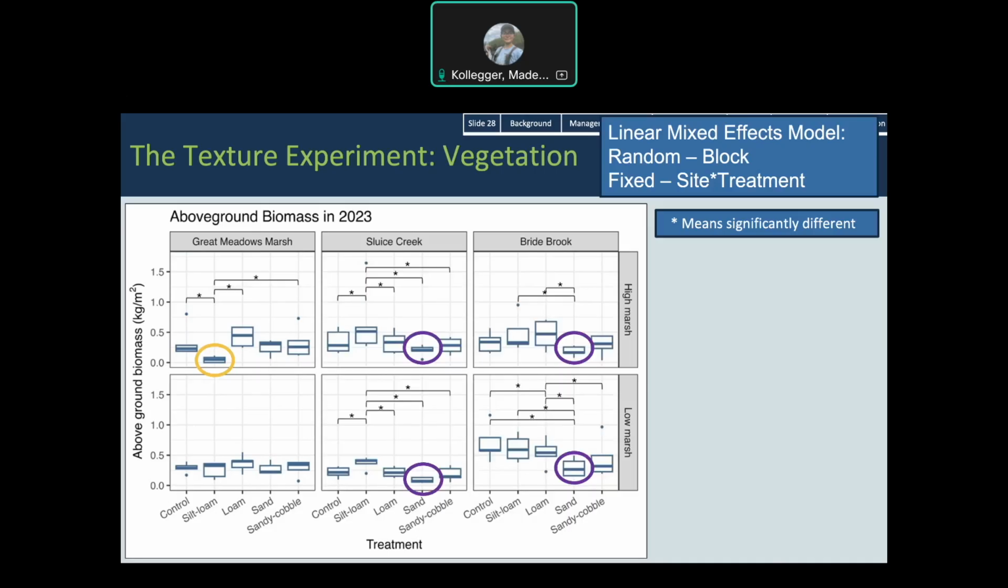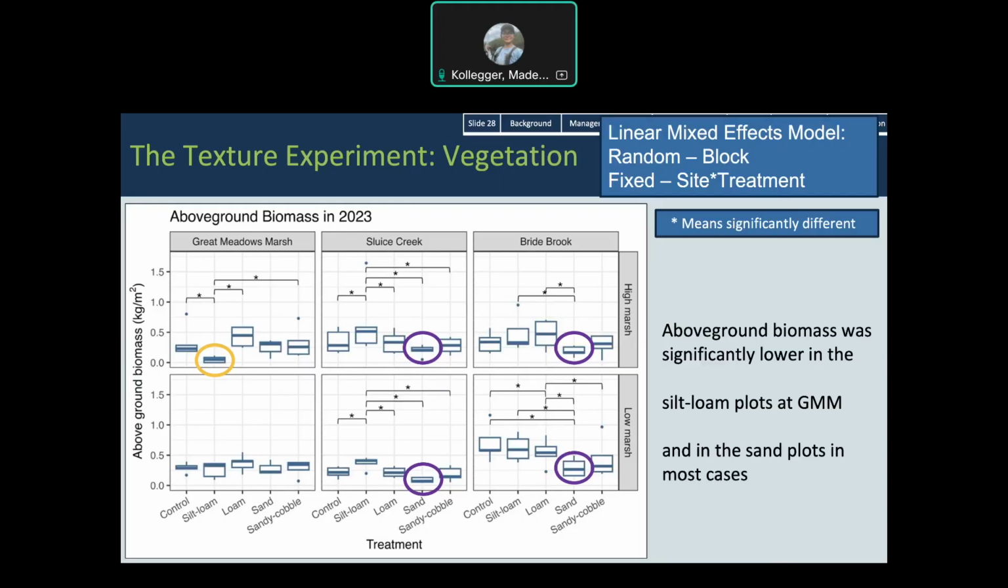And that leaves us with two trends that I'll talk about today. The first being above ground biomass being significantly lower in the silt loam plots at Great Meadows Marsh, and in the sand plots in most cases. So first, we'll address the sand.